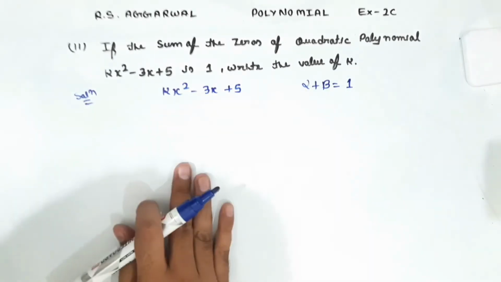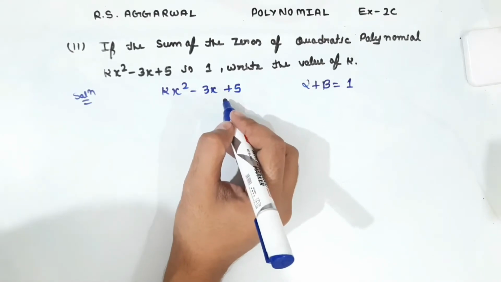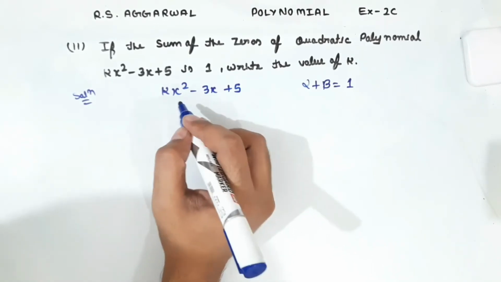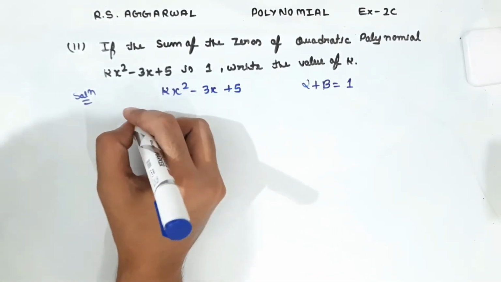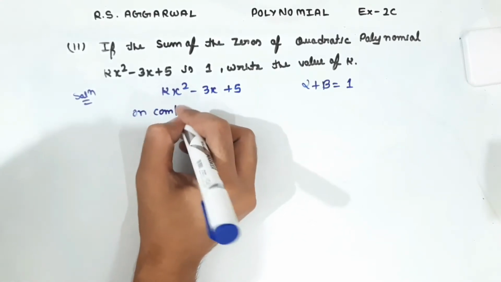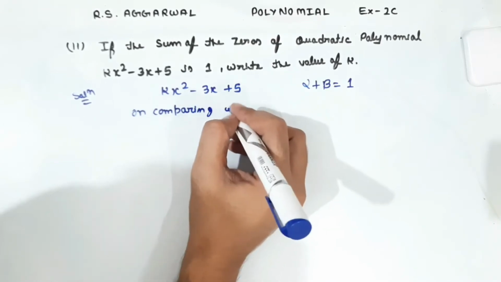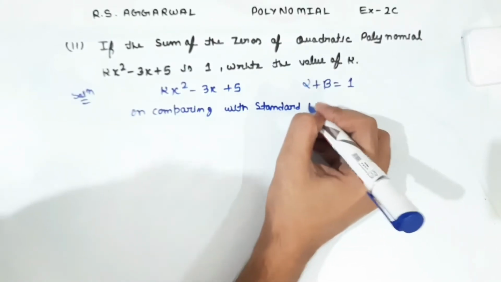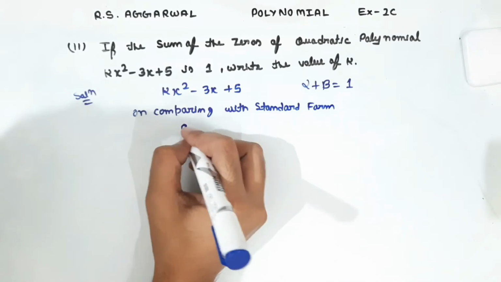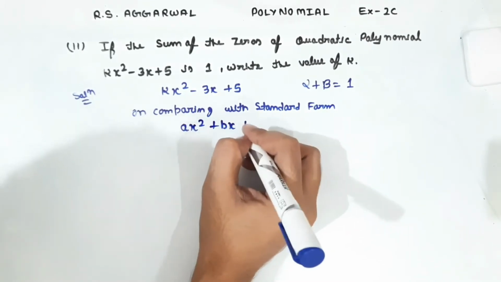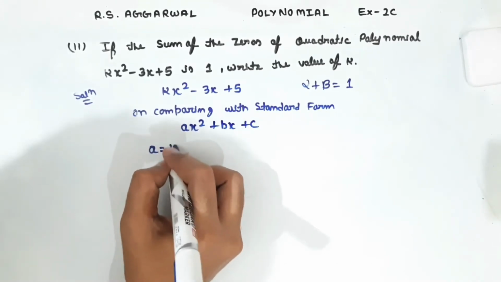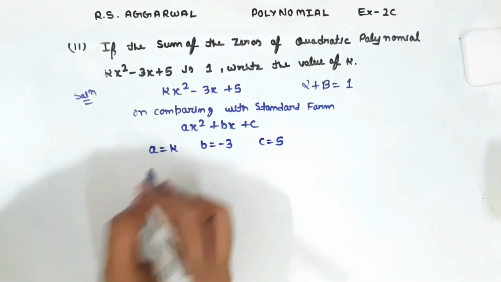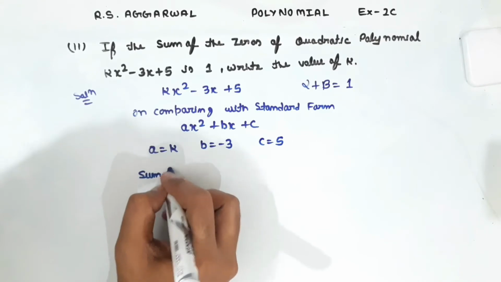It is given. So now comparing this given quadratic polynomial with the standard form of a quadratic polynomial, ax square plus bx plus c, from here a will be equal to k, b will be equal to minus 3 and c will be equal to 5.